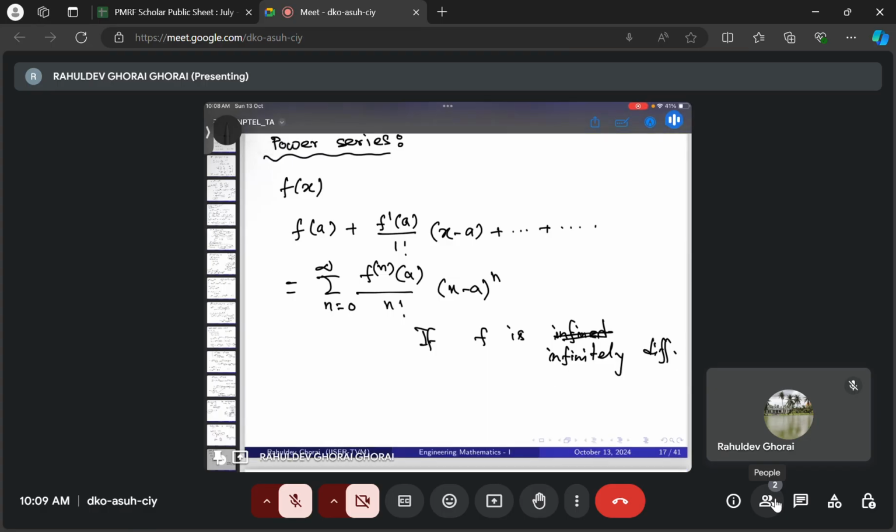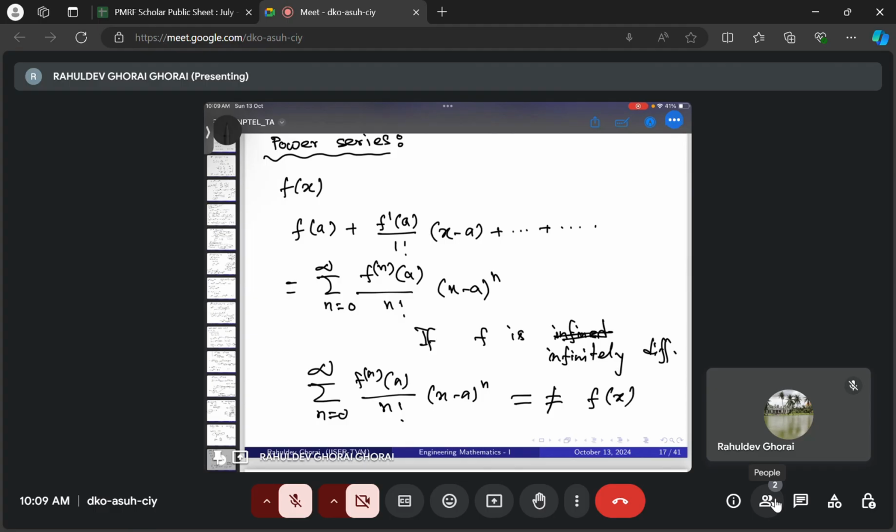Some people might always write this sum of f^(n)(a) over n factorial times (x minus a) to the power n, if f is always differentiable. But this is a series, and this series may or may not always be equal to f of x.